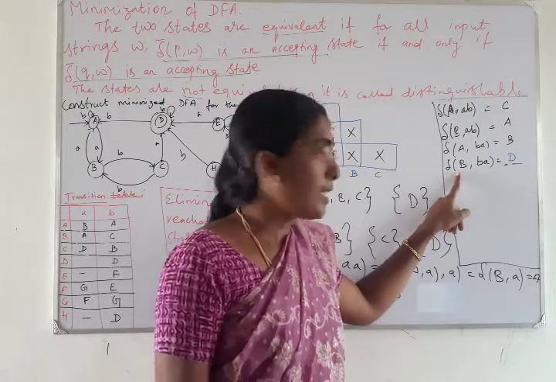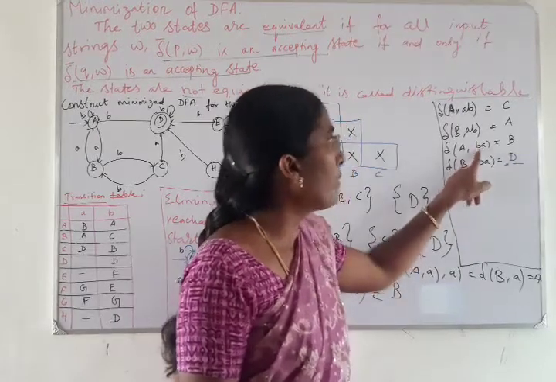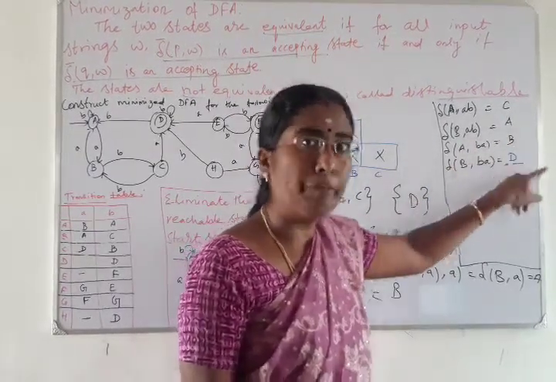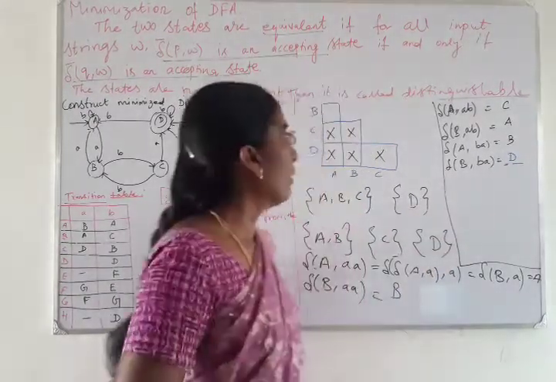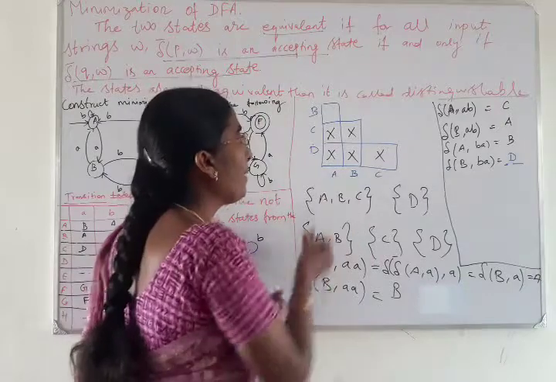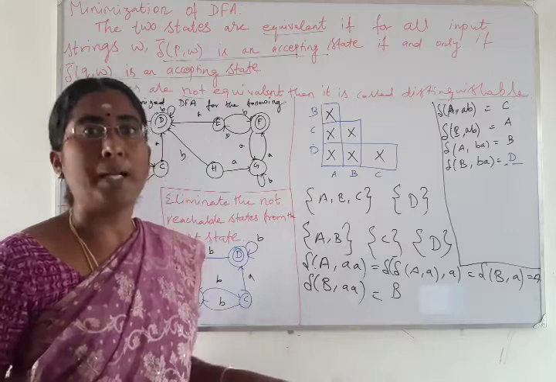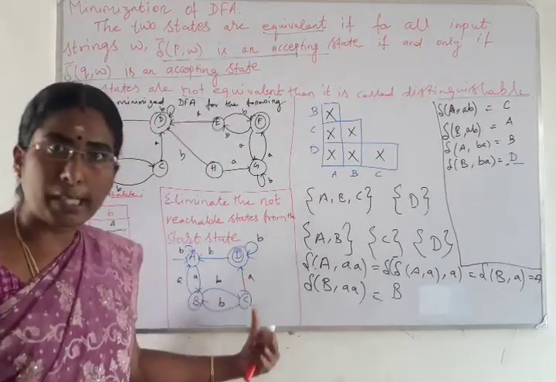Right? That is, the pair of states A and B are distinguishable because for the input symbol BA, A leads to a non-final state but B leads to a final state. Hence the states A and B are distinguishable. So in this example, A and B is also distinguishable. There is no equivalent pair of states. All the 4 states are distinguishable.